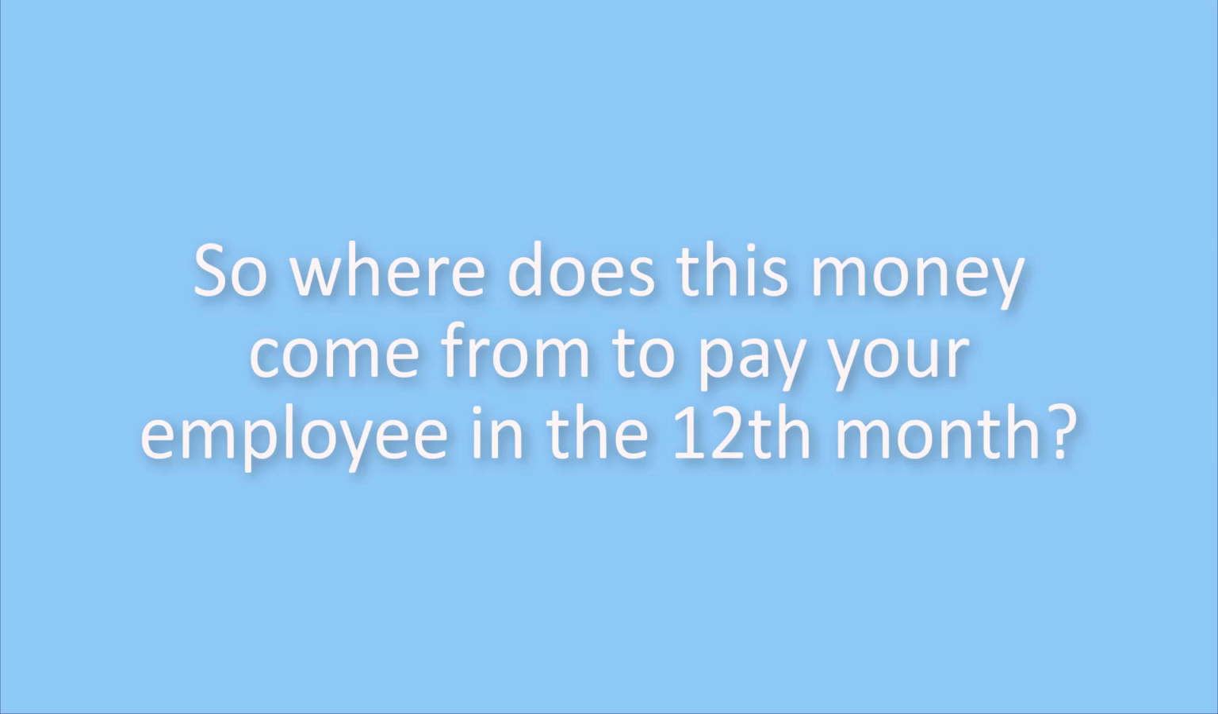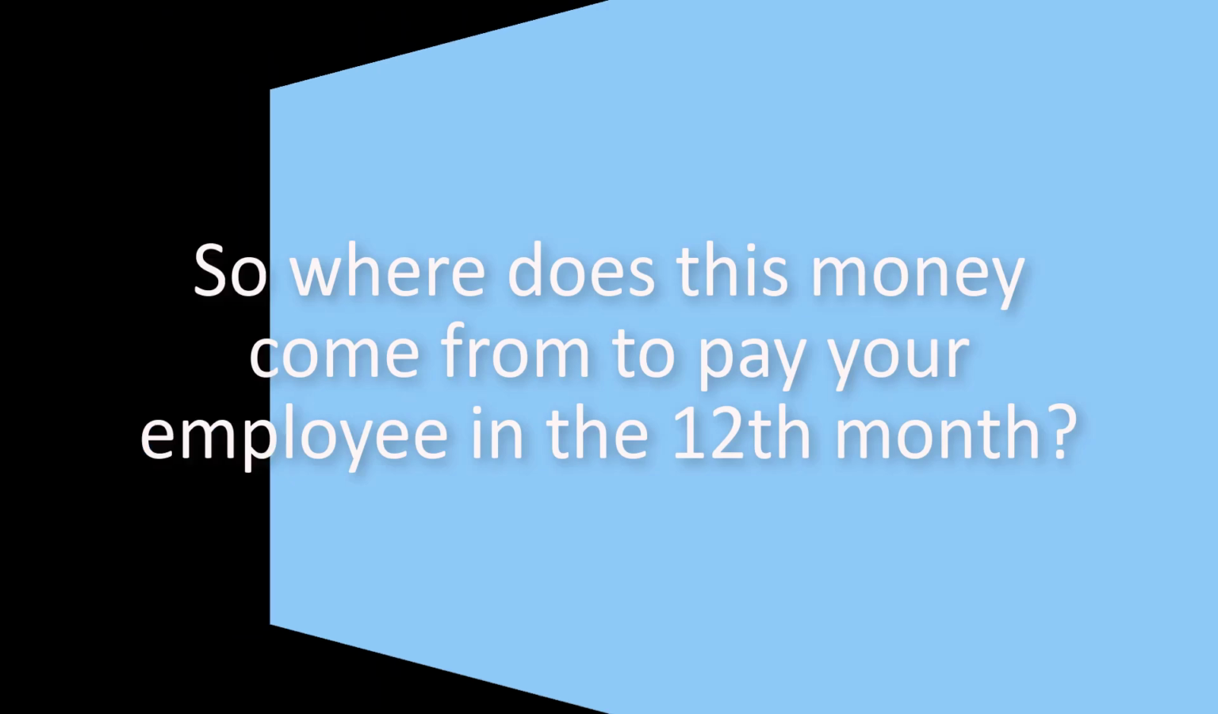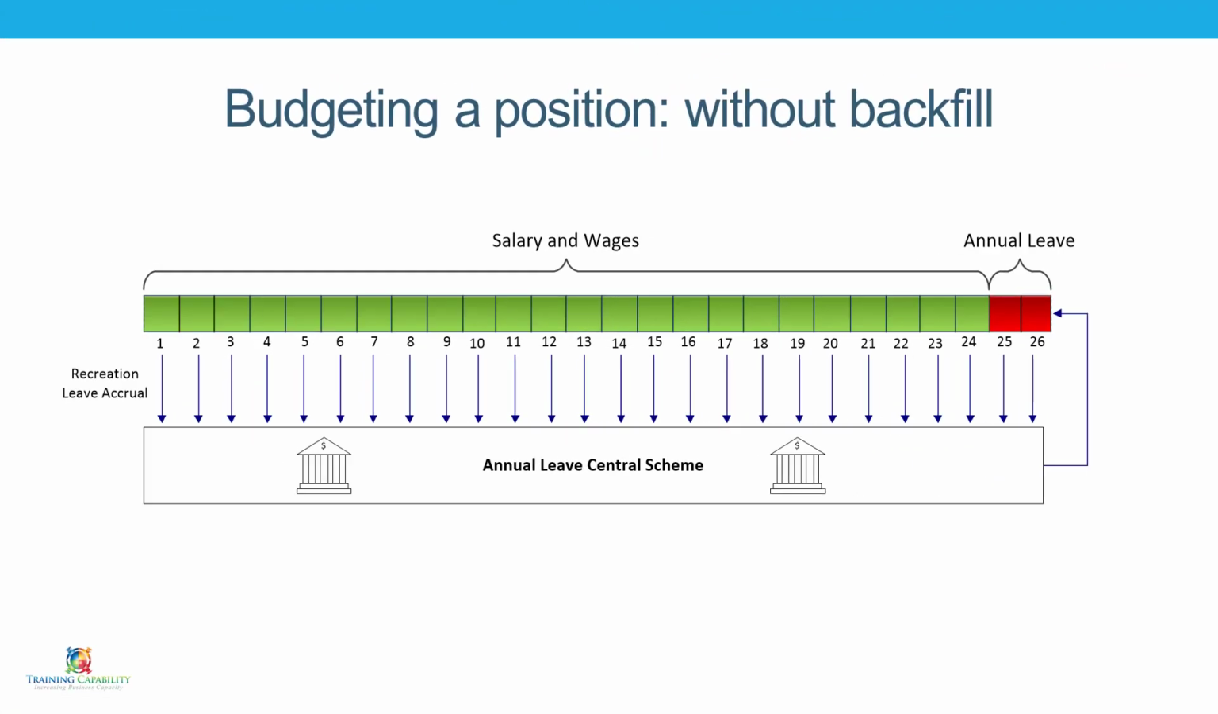This next slide will provide another simple explanation. Each fortnight, the annual leave earned while the employee is working, the green section, is calculated and deposited into an annual leave liability bank account. This money is quarantined until the employee takes their recreation leave. In this ideal example, the employee takes leave in the last 2 fortnights.